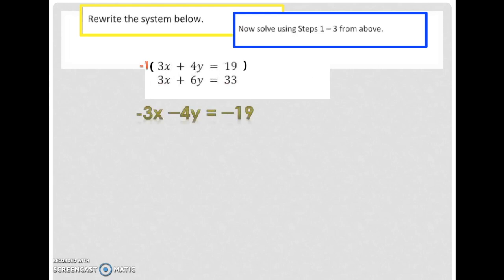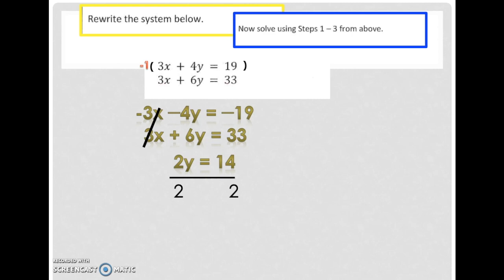Let's multiply the top equation so we can have an opposite. That will leave us with negative 3x, because negative 1 times 3 will give me negative 3. Negative 1 times 4y will give me negative 4y. And negative 1 times 19 will give me negative 19. Let's just rewrite the second equation so we can line them up. Cross out our opposites, leaving us with negative 4y. Let's eliminate our x variable. In this case, we're going to add or subtract. So let's subtract, which will leave us with 2y is equal to 14. Now we divide both sides by 2, leaving us with y is equal to 7.